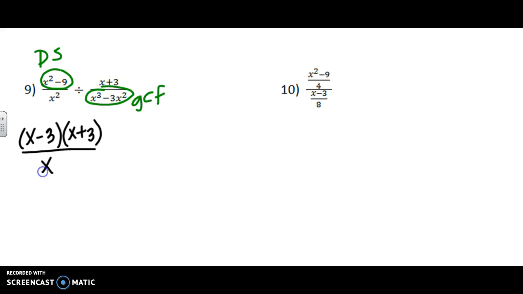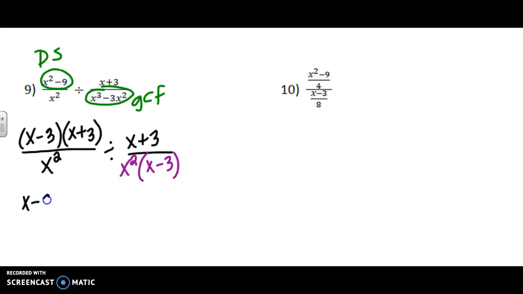X squared is in the denominator. No adding, subtracting means I can't factor it. Divided by x plus 3. And then down here, you can take out an x squared. That is common to both of them. And you get x minus 3. Now, let's go ahead and flip this stuff over.